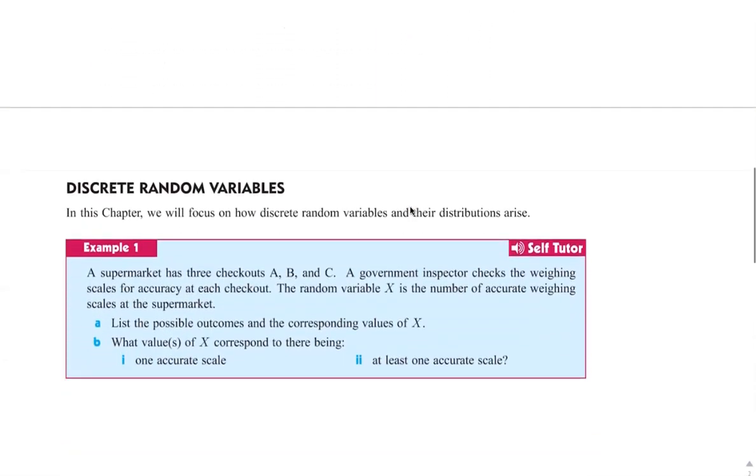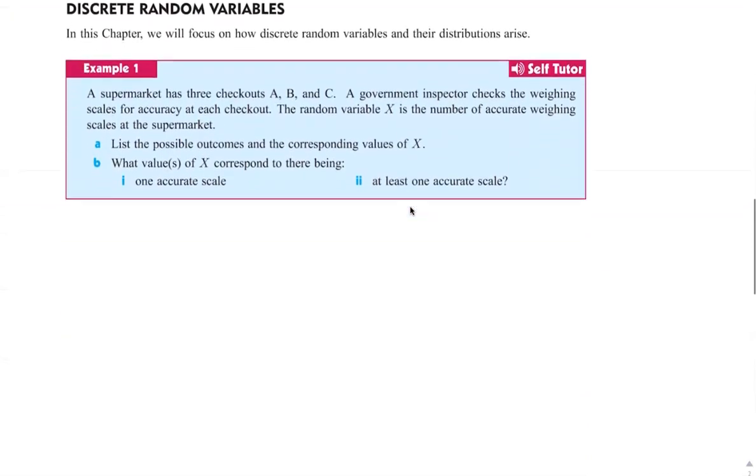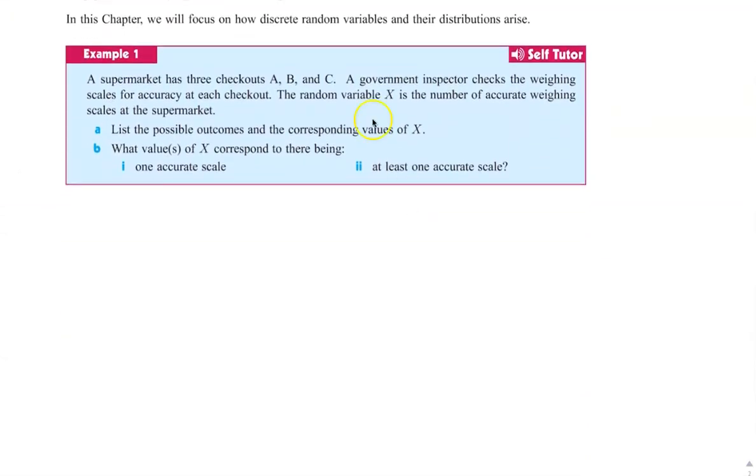So let's do an example. A supermarket has 3 checkouts, A, B, and C. The government inspector checks the weighing scales for accuracy at each checkout. The random variable X is the number of accurate weighing scales at the supermarket. So again, notice how my random variable X is a number. It's the number of accurate weighing scales. It's not correct or incorrect; it's how many of them are correct? This is how possible outcomes correspond to X values.